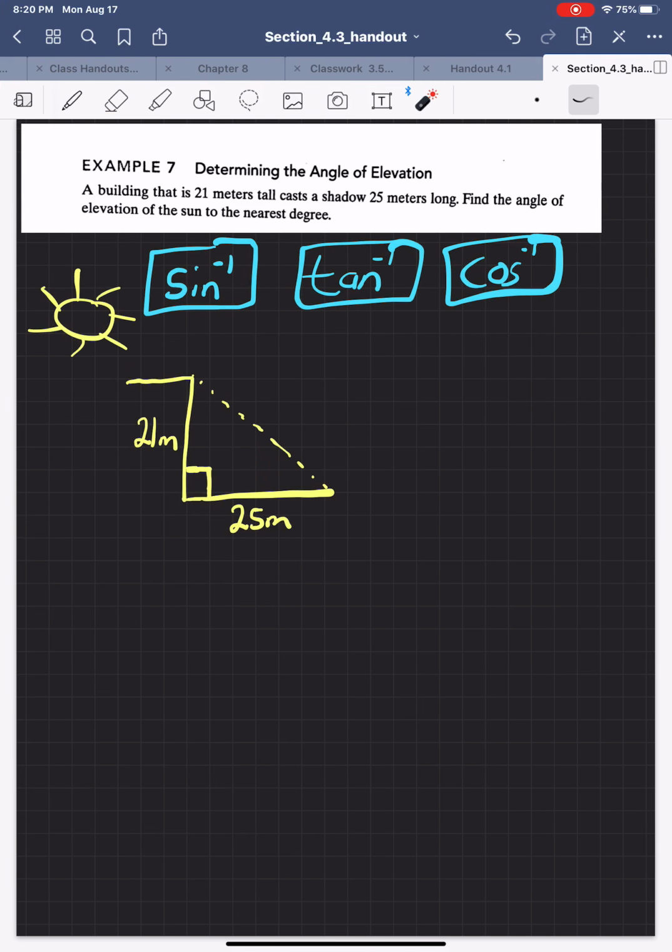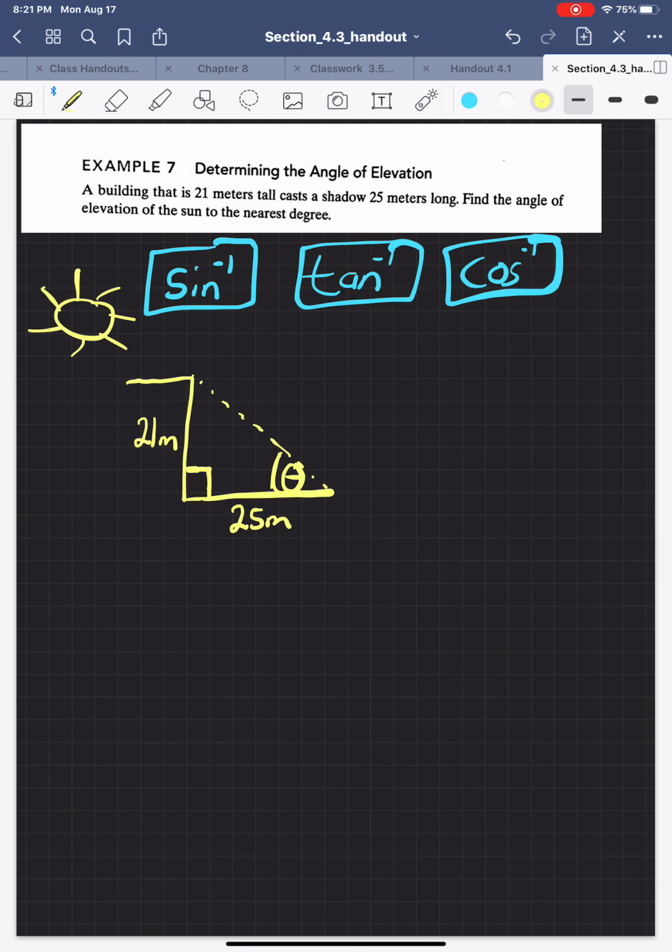So the key thing here is find the angle of elevation. Remember, elevation, you're looking up, right? So this can't be the angle of elevation. This would be the angle of depression. So it has to be this one. So this is our angle that we're interested in.